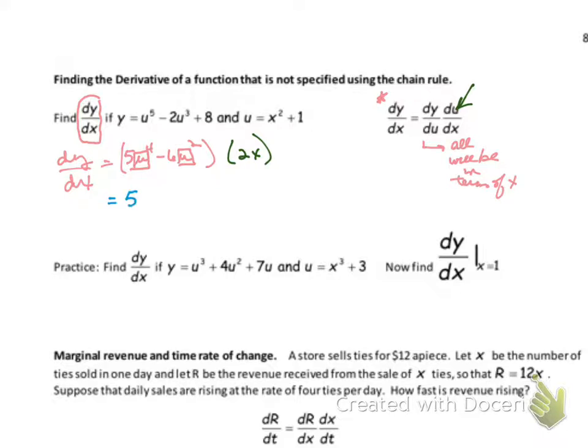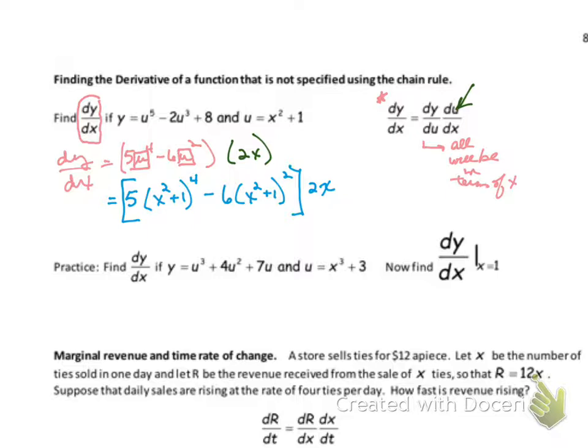So I'm going to say 5 times, instead of u, remember you're finding dy dx, so you can only have x's in here. So replace that with your u value, written in terms of x, raise it to the 4th, minus 6 times (x squared plus 1) squared, and then this entire thing is multiplied by 2x. Okay, and that's your dy dx, because notice that you only have x's, and that's what you want.